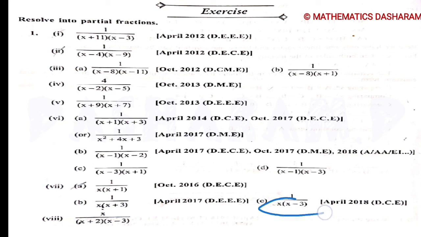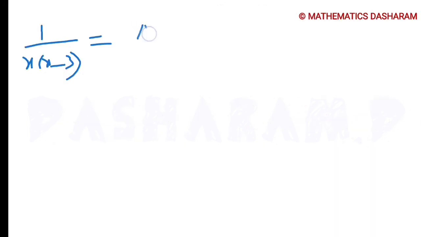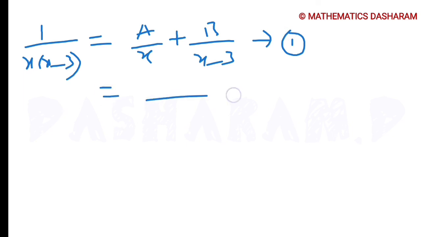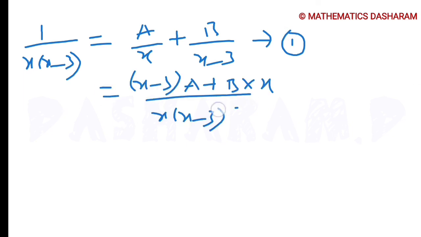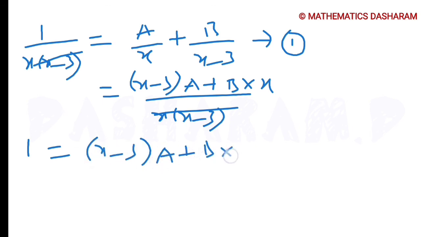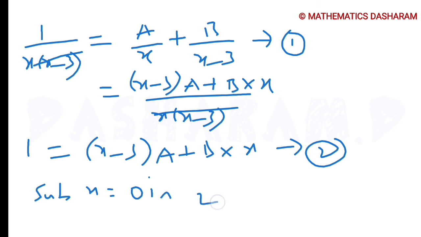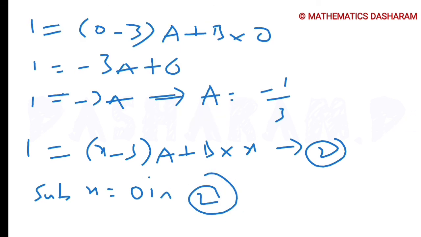Here also the denominator has non-repeated linear factors. So then a divided by x plus b divided by x minus 3, equation 1. Now take the LCM. Now cancel the denominators and equate the numerators. So 1 equals x minus 3 into a plus b into x, equation 2. So substitute x equals 0 in equation 2. Then a value is minus 1 by 3.